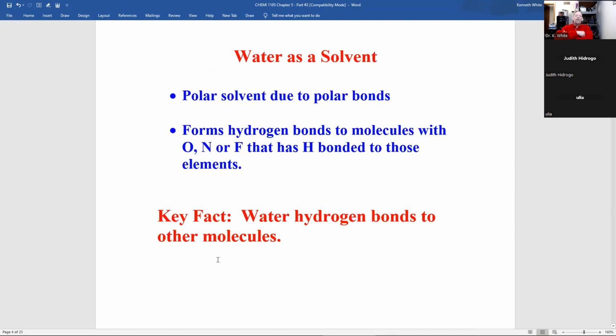All right, now, water is a solvent in many solutions, not all, but many. And it's a polar solvent due to polar bonds. Now, this is important.